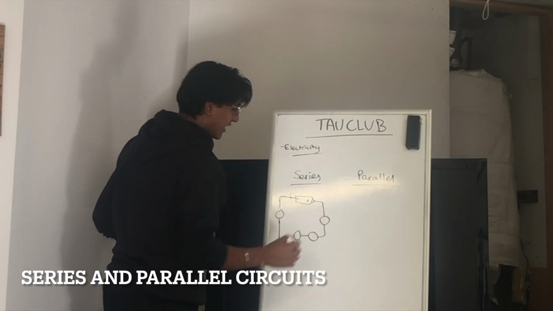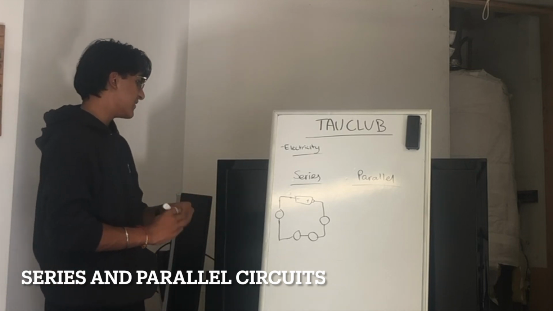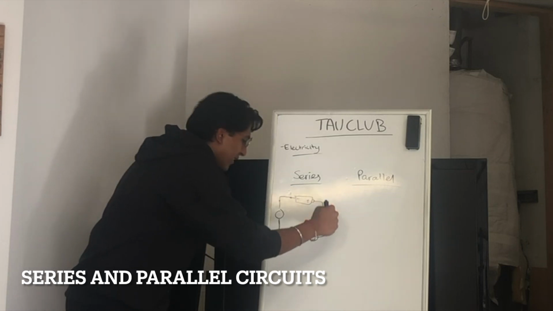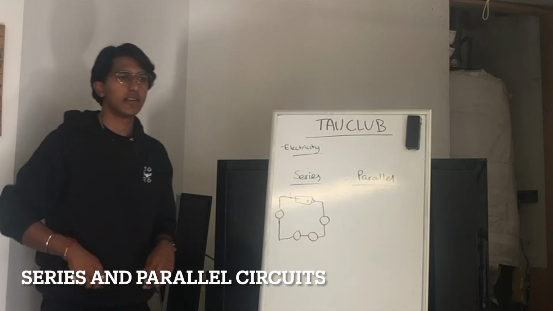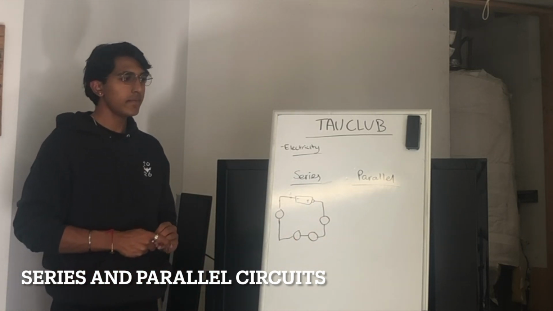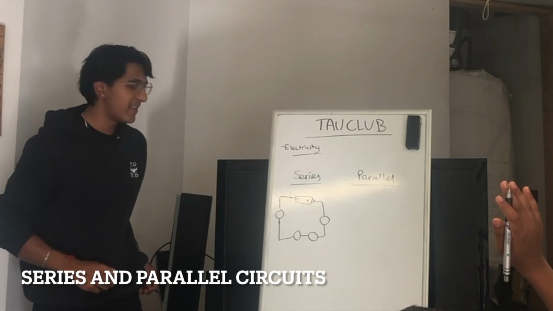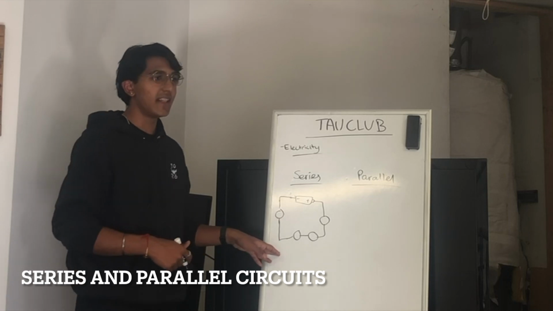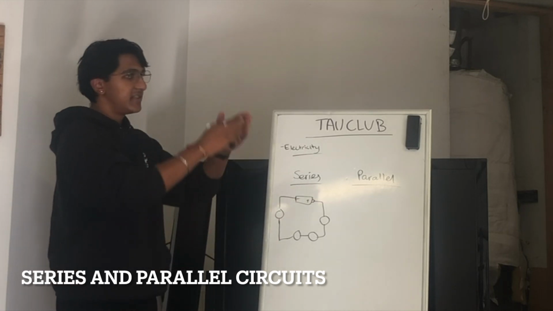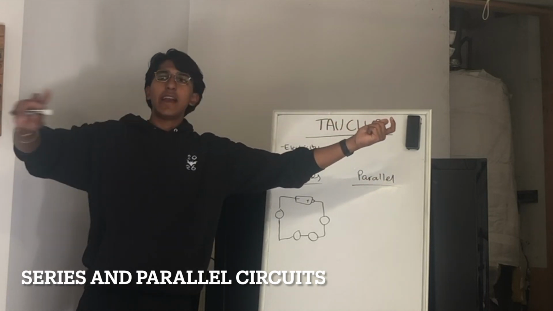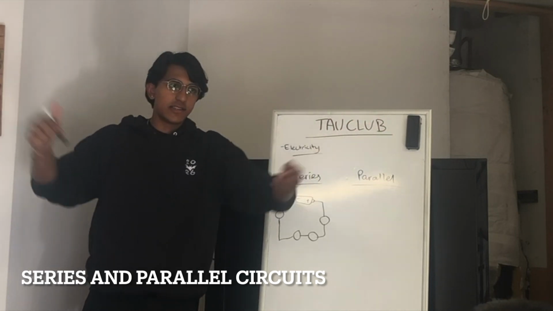So can anyone think of a common everyday example of where they've seen a circuit like this, where you just have one line with everything on it? Yes? Like the string lights. Yes, precisely, that's the most common example. So string lights, right? In a string light, you connect a power source to one end, and on one line you have every single light attached.